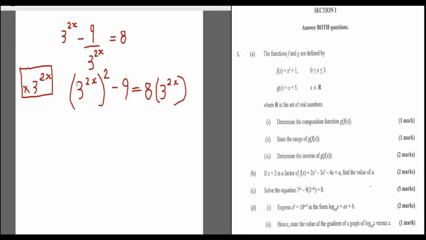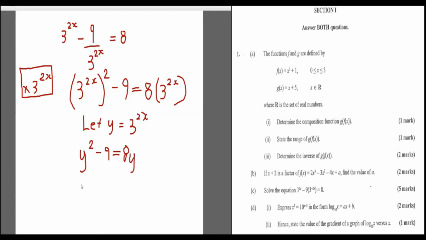Now I'm going to call 3 to the 2x y. Just call it y. It looks complicated with the 3 to the 2x and all of that, so let y be that 3 to the 2x and see if we can solve it more easily. If we call 3 to the 2x y, then the equation above becomes y squared minus 9 is equal to 8y. Now this looks very easy to solve.